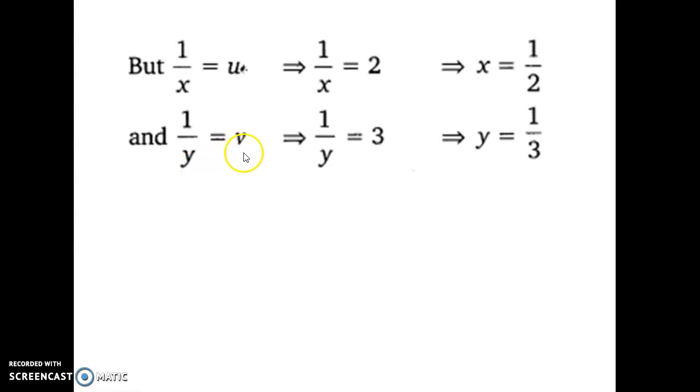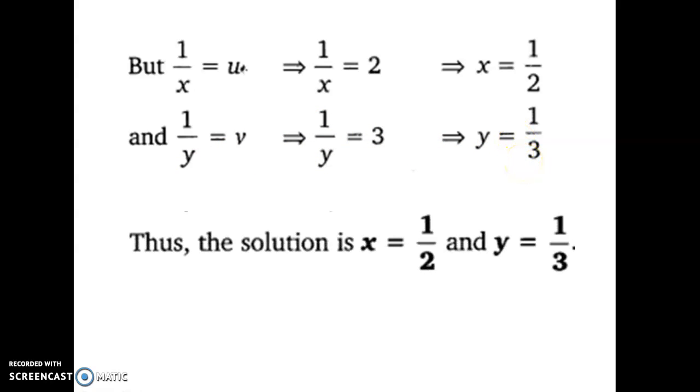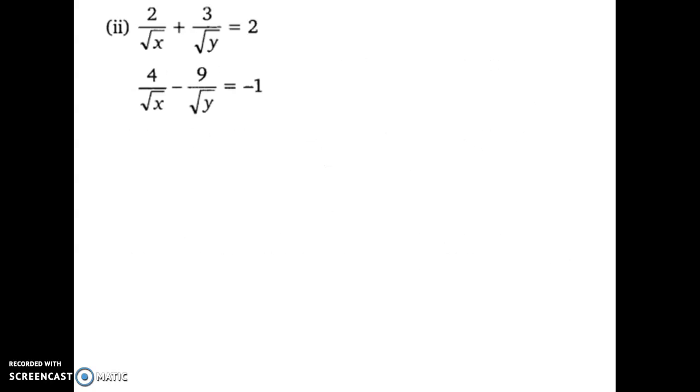Similarly 1 by y equal to v, so 1 by y equal to 3, or y is equal to 1 by 3. Okay, so the solution is x is equal to 1 by 2 and y is equal to 1 by 3. That's a solution for this. Okay, so understood? Let's move to the second subdivision.